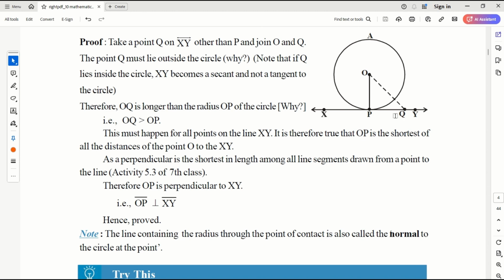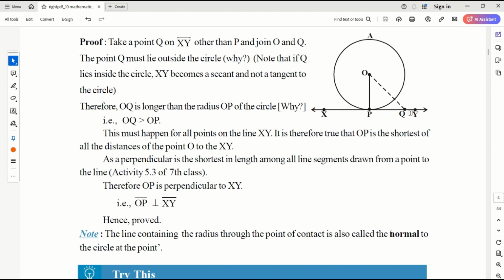This is very simple. Let's assume that there is another point on the line, let's say Q, which is perpendicular to the line XY. We are proving it by negation. Let's assume that OQ is perpendicular to XY. But what is the length of OQ? OQ and OP, which is bigger?